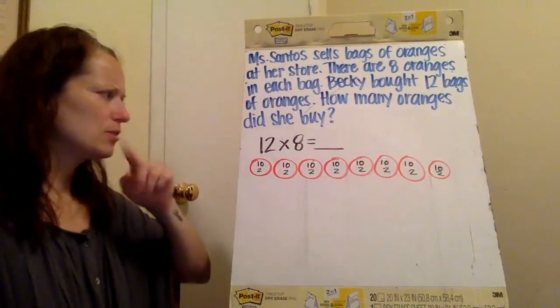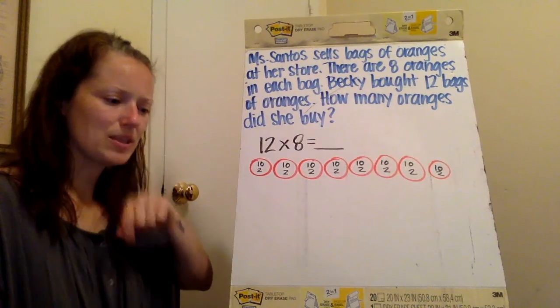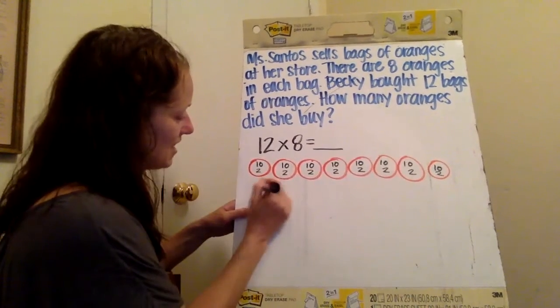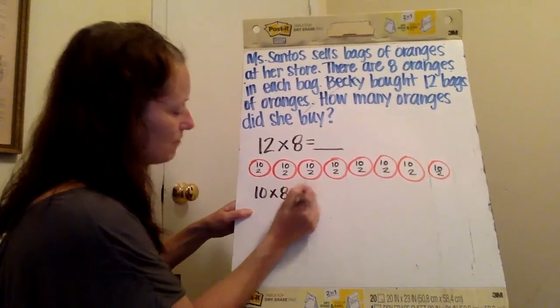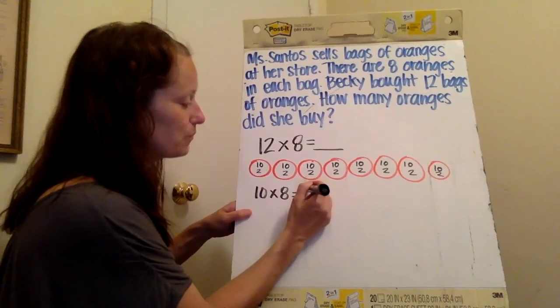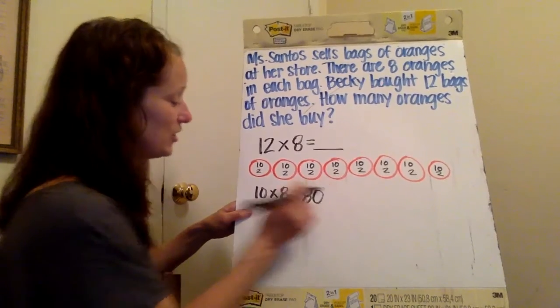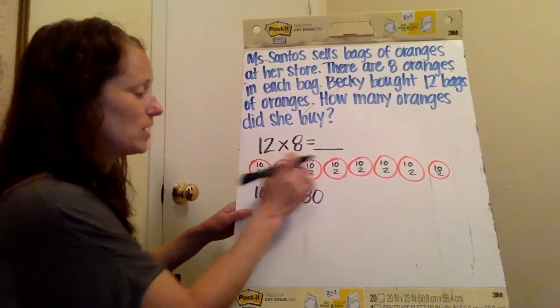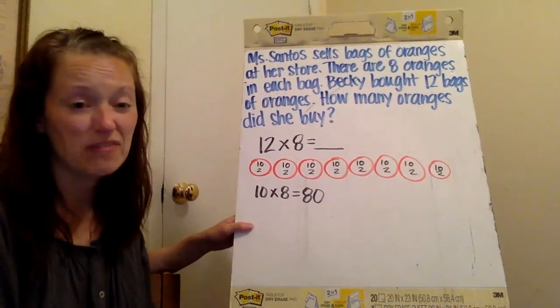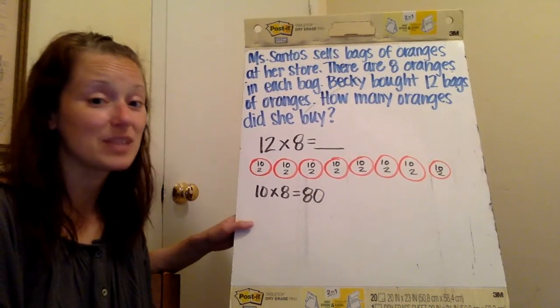All right, so what did I do here? How could I represent this in an equation? So I said, well, I did 10 times 8, right? So 10, 8 times, and that's equal to 80, because I could count by tens, 10, 20, 30, 40, 50, 60, 70, 80. But I also just knew that fact. I knew that 10 times 8 is equal to 80.